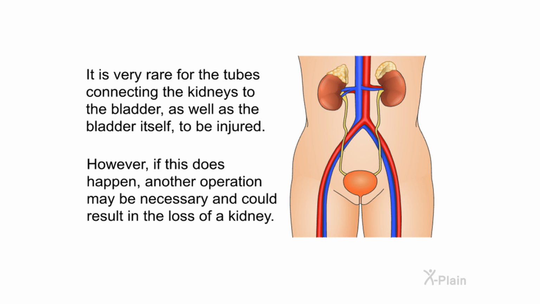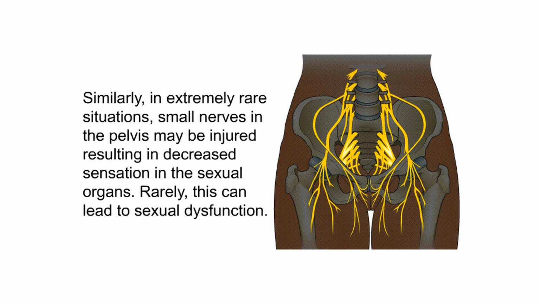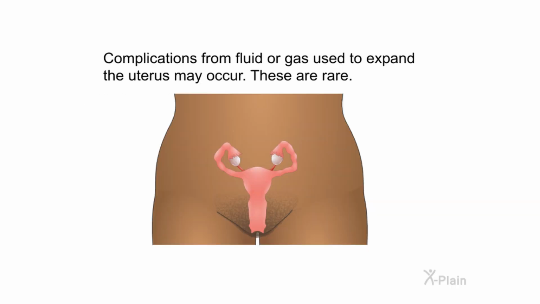It is very rare for the tubes connecting the kidneys to the bladder, as well as the bladder itself, to be injured. However, if this does happen, another operation may be necessary and could result in the loss of a kidney. Similarly, in extremely rare situations, small nerves in the pelvis may be injured, resulting in decreased sensation in the sexual organs. Rarely, this can lead to sexual dysfunction. Complications from fluid or gas used to expand the uterus may occur. These are rare.